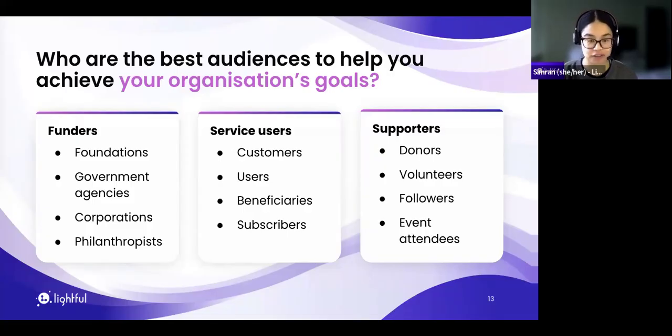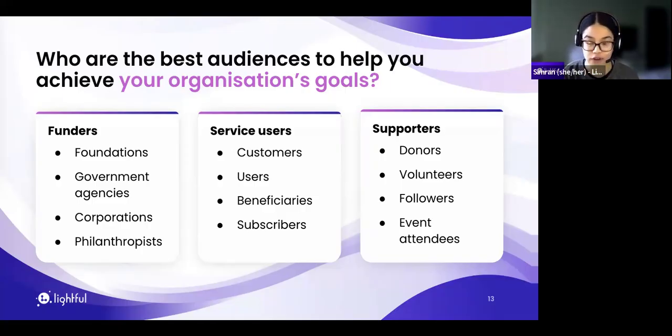So first we have your funders, and these are the people who contribute financially to your organization. And then we have your service users, which are the people who benefit from your programs or services. And this can also be your customers, subscribers, or users. And then we have your supporters. So your supporters are separate from your funders and your service users. And actually, these are the people who engage with you in some way. So they share your content, they volunteer, they come to events, and maybe they join in on your advocacy work.